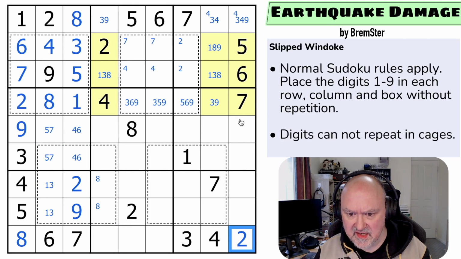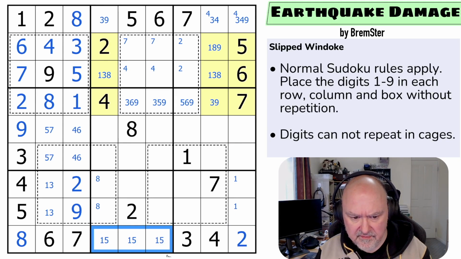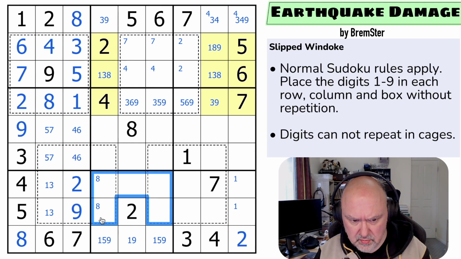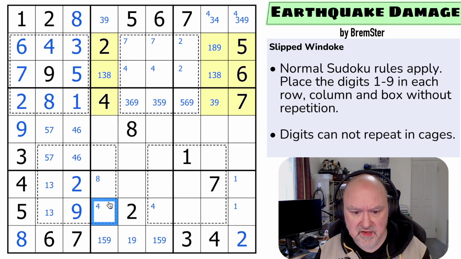Can I flush any of these out? 1 in this column is down here. So 1 in this box. Well, I know this triple. 1, 5, 9. There's no 5 here. It actually didn't do much, but this is not a quadruple. Can I do anything with that? 4 is in one of those two. And the 4 is looking down saying, that's not the 4. That's the 4.